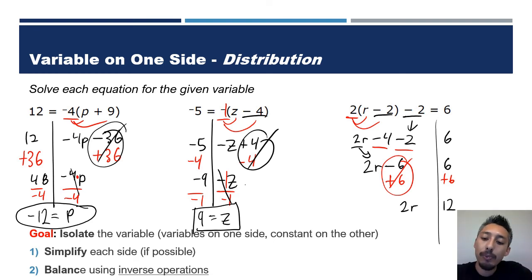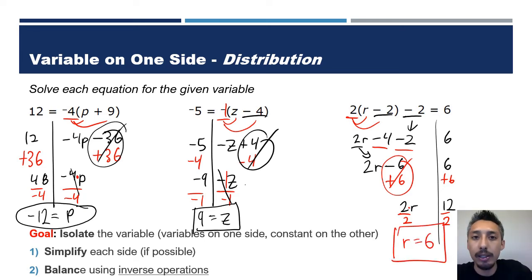And last step, we know that this is 2 times r, so we're going to divide by 2 to get r by itself. We have r is equal to a +6. That is our final answer.